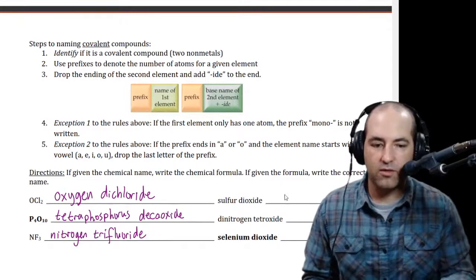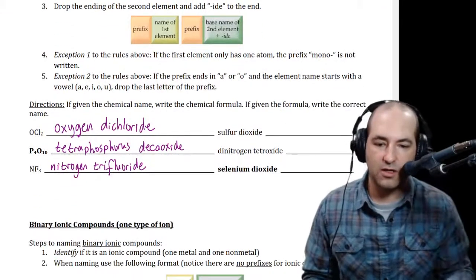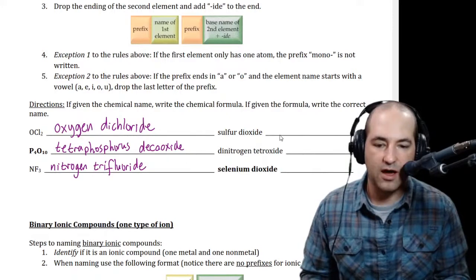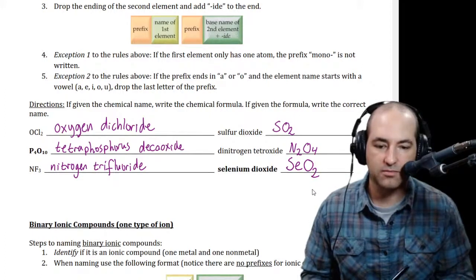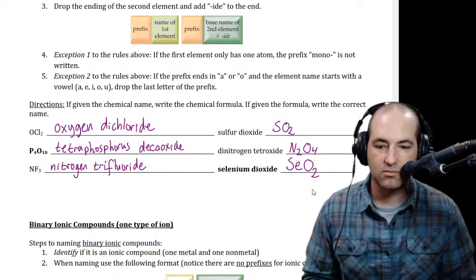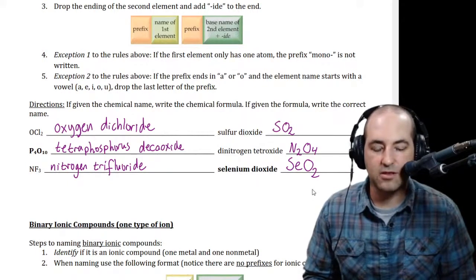We can also go the other way, and we can look at those names and then write the formulas. Sulfur dioxide, SO2. Dinitrogen tetroxide, 2 nitrogens and 4 oxygens. Selenium dioxide, 1 selenium and 2 oxygens. So once you know those prefixes, that method is pretty simple.